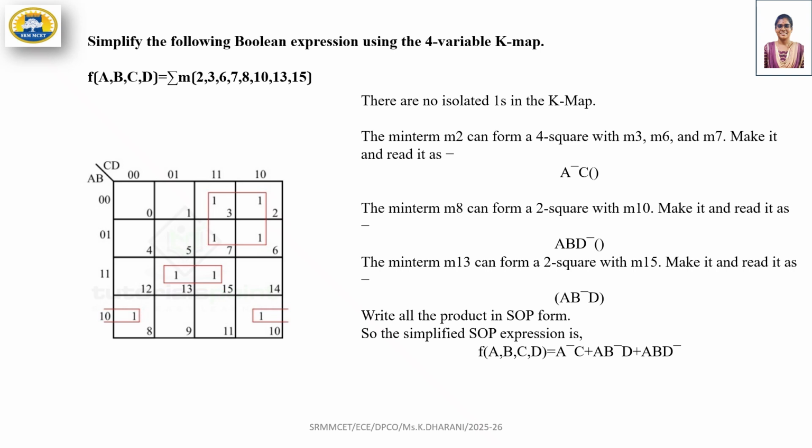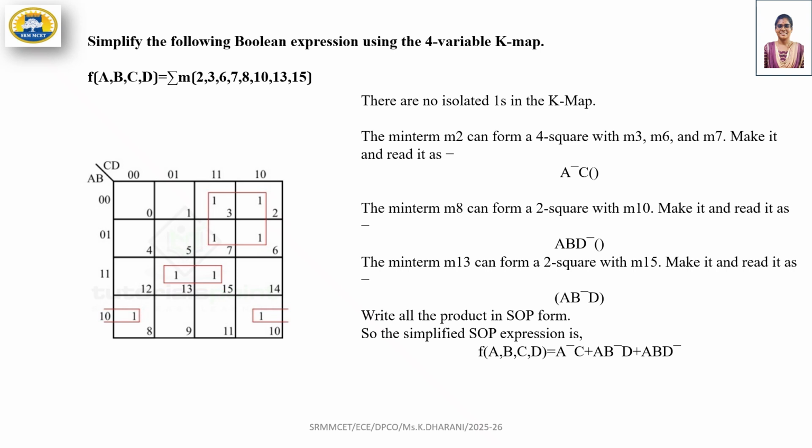Seeing this summation, we have to think that this is an SOP, sum of products. If they give a pi, then it will be a product of sums. By seeing the question itself, we can easily identify the method for this sum. Then I'm going to draw this. I'm just writing A, B, C, D, as they are given in the question.